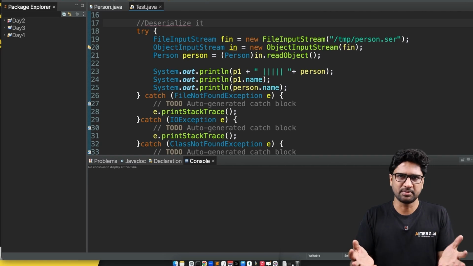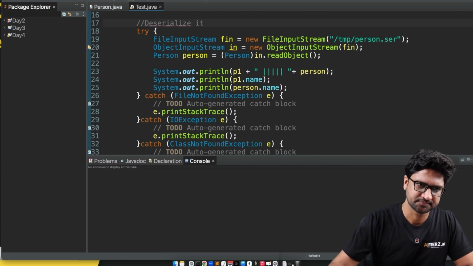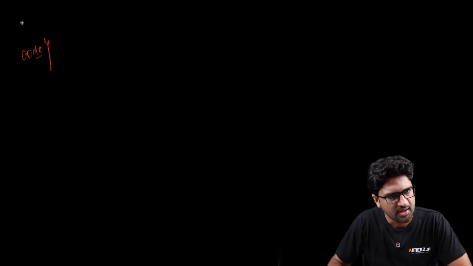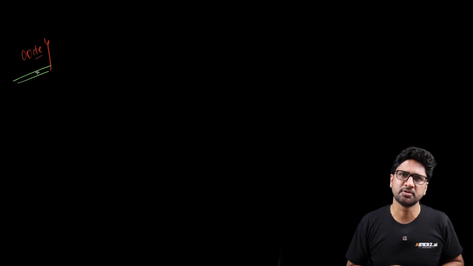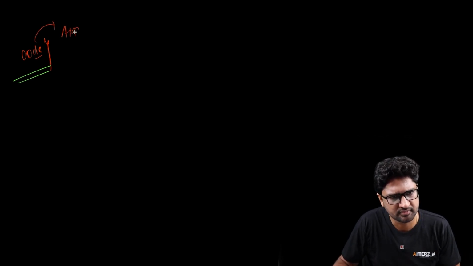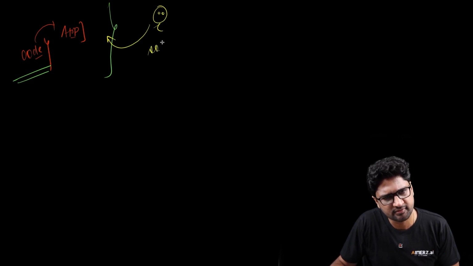So why do we create applications? We create applications because we want our users to use them. Now, when we write the code, let's say I have written Java code with one single purpose, that with this code I am trying to build some application. And then I would want that eventually someone should make use of this application to solve some problem.